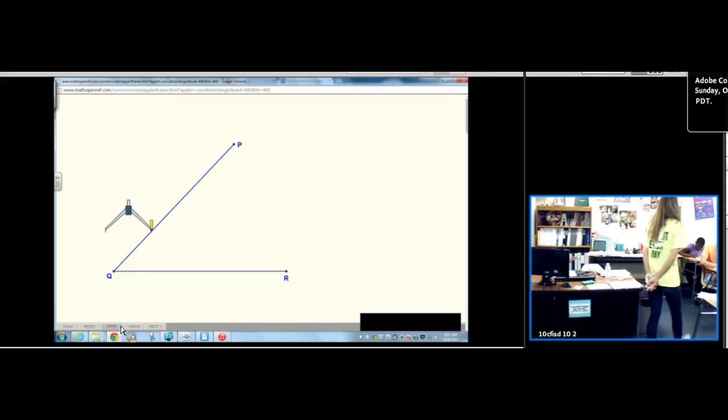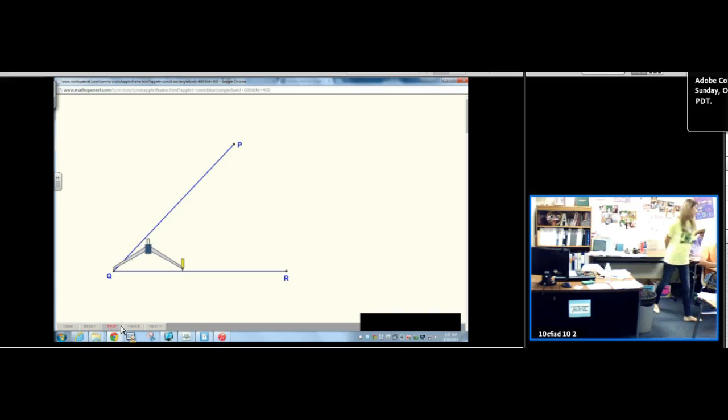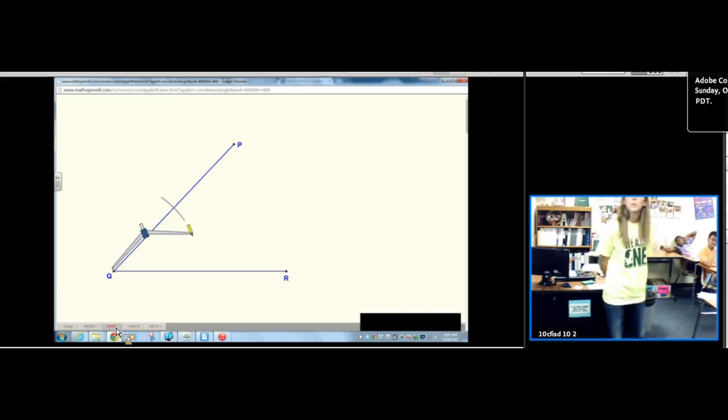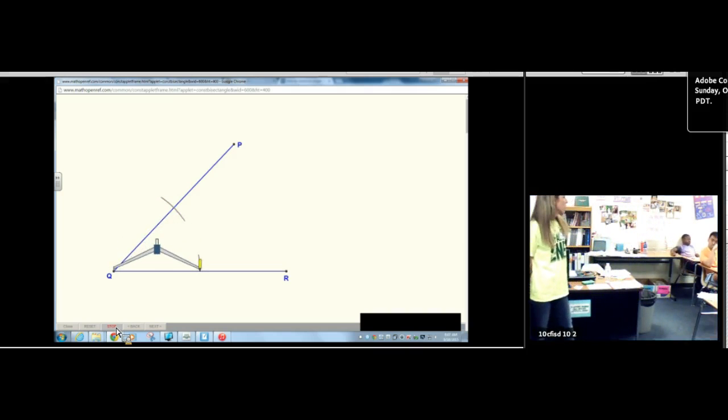This website is called Math Open Reference. If you want to watch it again at home, if you Google bisect an angle, this will be the first thing that comes up. But this is called mathopenreference.com. They are the best website for constructions.